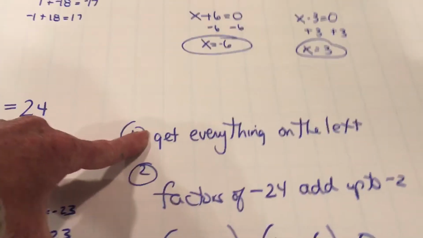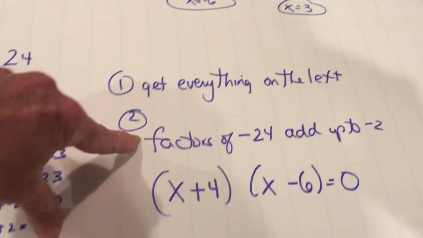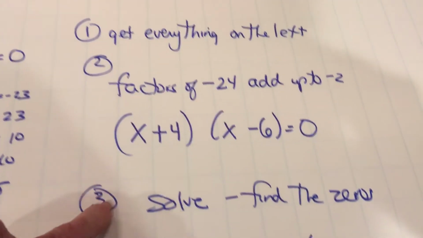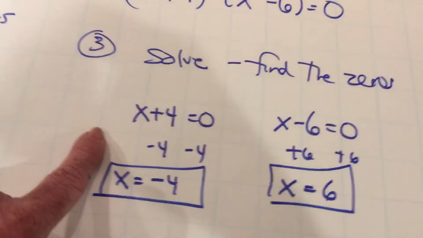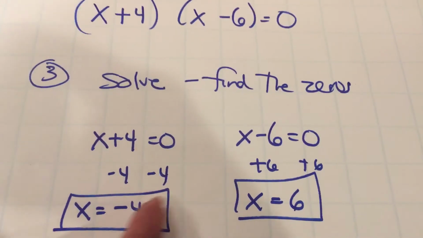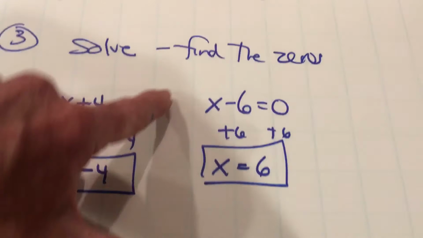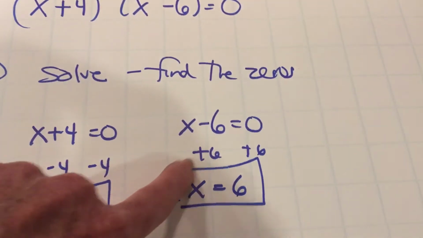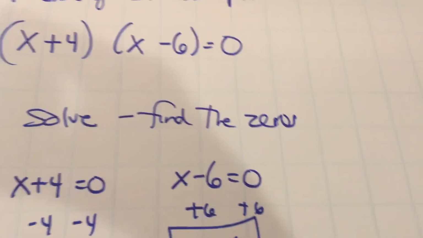So first we got everything to one side, then we factored it. Now we're going to solve it by finding the zeros, set each of our things equal to 0. x plus 4 equals 0, subtract 4 from both sides, x equals negative 4. x minus 6 equals 0, add 6 to both sides, x equals positive 6.